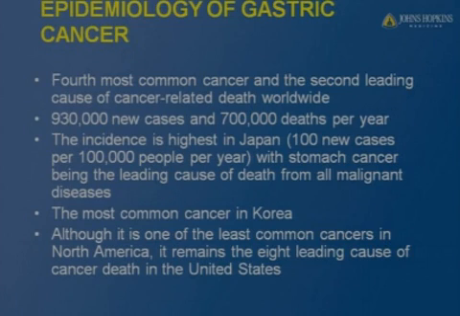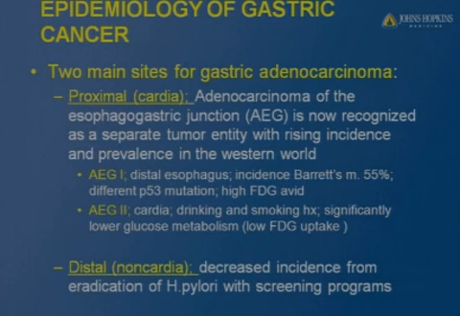The highest incidence is in Japan, with 100 new cases per 100,000 people per year, with stomach cancer being the leading cause of death from all malignant diseases. It happens to be the most common cancer in Korea. It is one of the least common cancers in North America, but remains the 8th leading cause of cancer-related death.